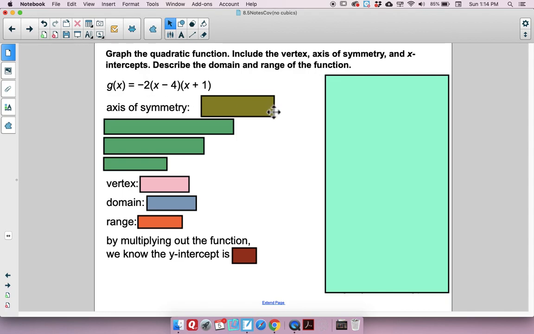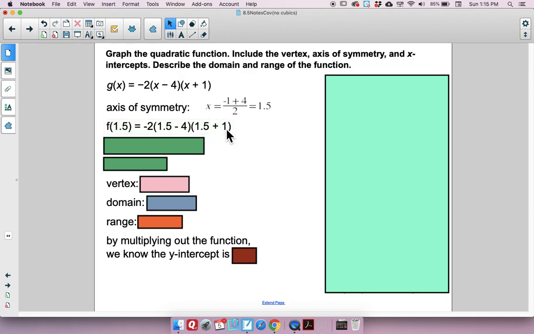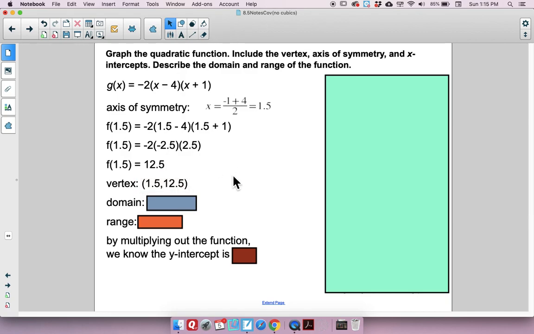Okay, so the axis of symmetry would be the mean of our x-intercepts of 4 and -1, so we get 1.5. Then you plugged in 1.5 for x to figure out the y-coordinate of our vertex, and you ended up getting 12.5, hopefully. So what is our vertex? It is (1.5, 12.5). So hopefully you've plotted 3 points now.